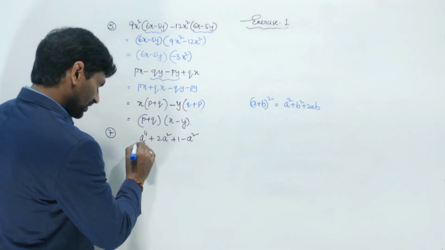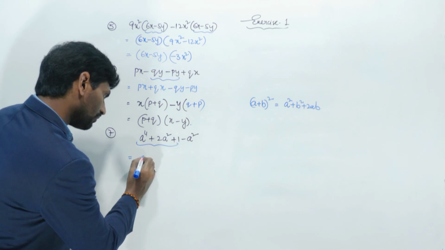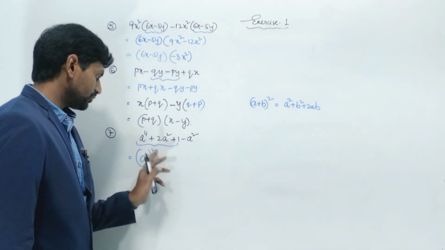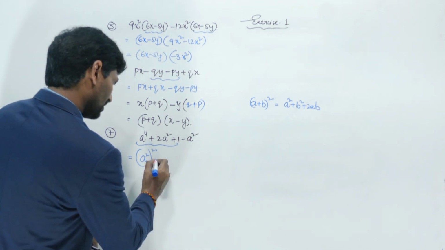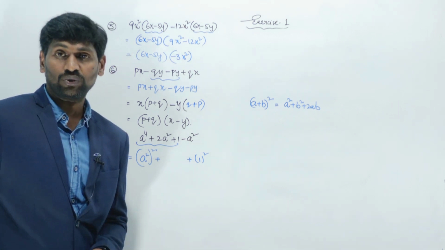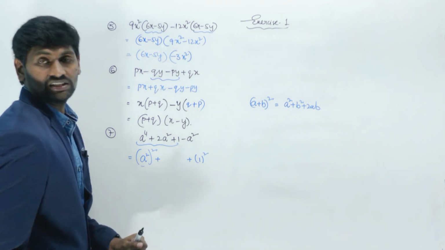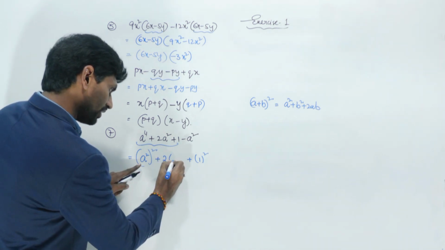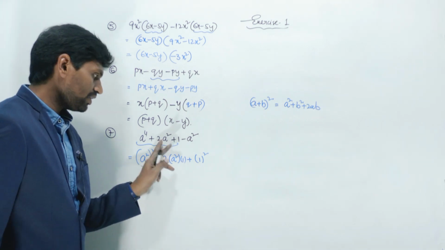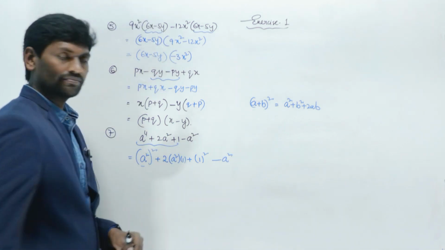While observing the first three terms, it is the same. a power 4 I can write as (a square) whole square, since 2 into 2 becomes 4. The third term, 1, I can write as 1 square. So a square and b square are completed. For 2ab, 2 into a value a square, b value 1, gives 2a square, the middle term. Then minus a square.